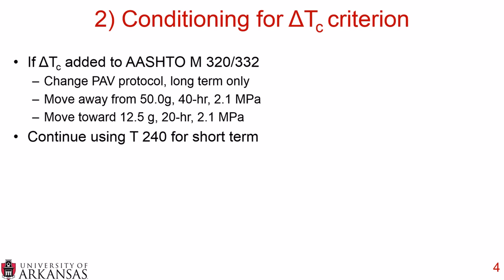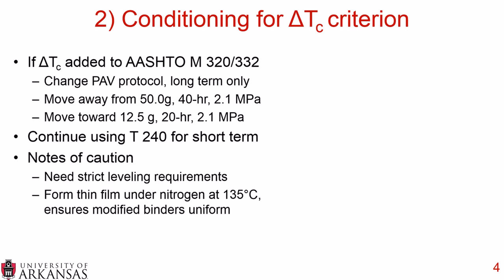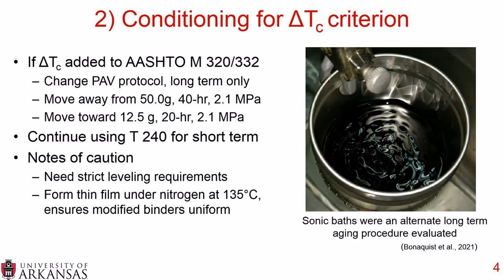They suggest continue using the T240 for short-term aging, but they do note that with the new PAV protocol, you need strict leveling requirements to make sure you have a homogeneous depth of your sample in the PAV pan. And they also recommend to form the thin film in that PAV pan under nitrogen at 135 degrees Celsius because this ensures that modified asphalt binders are a uniform thickness. Now, one of the alternate aging procedures they examined was a sonic bath. This was one of the alternates, but it was not recommended moving forward, but it's interesting to see what the alternates were.